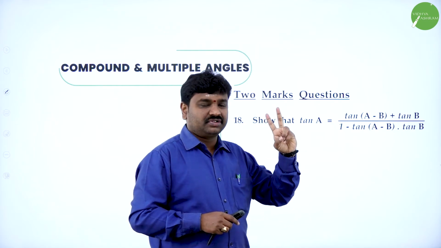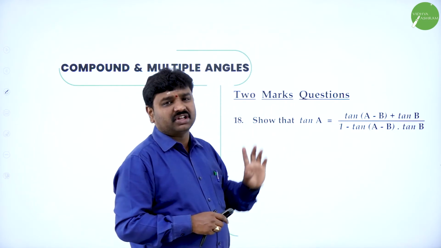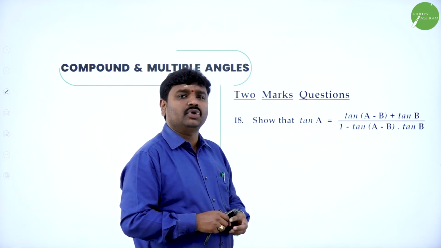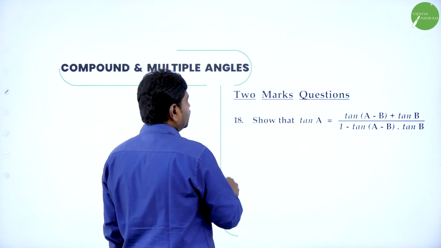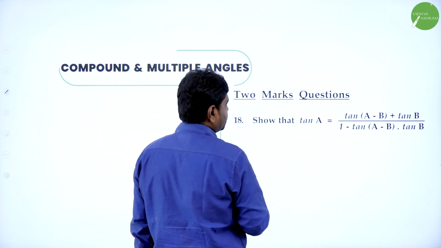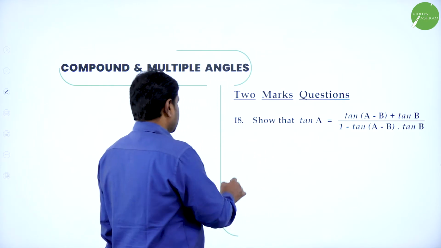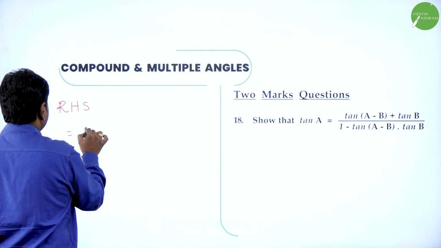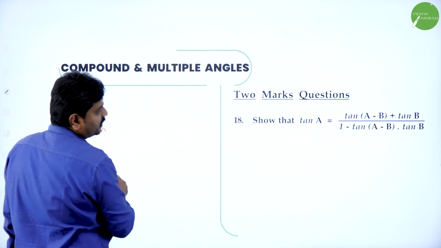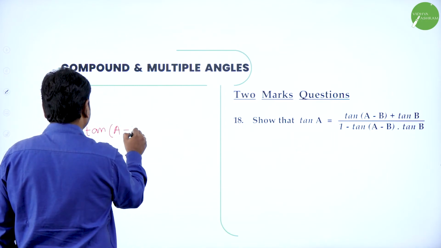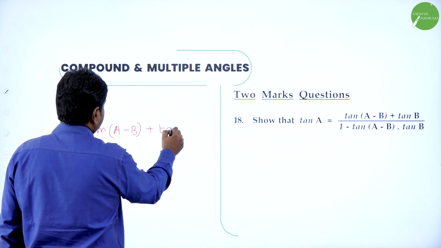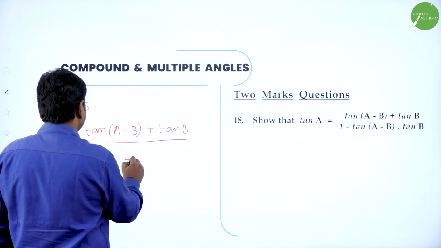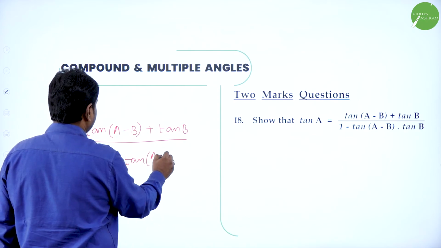There are two methods. You can take A as A plus B minus B. And the second method is to take RHS and compress it. Both the methods I will show. So one method is taking RHS and arriving at LHS. So we will take RHS. What is RHS again? RHS is (tan of (A minus B) plus tan B) divided by (1 minus tan of (A minus B) into tan B).